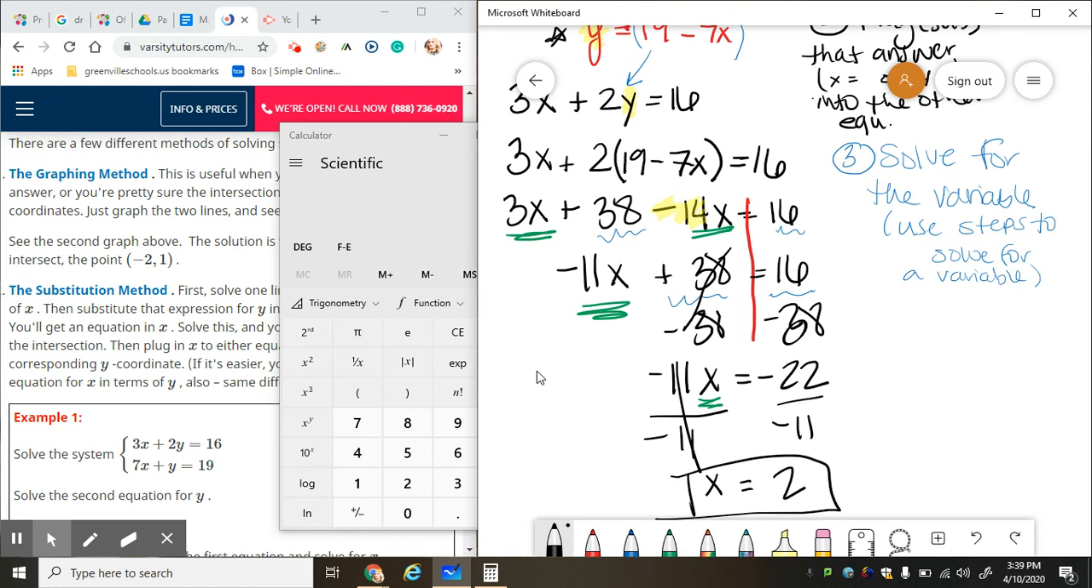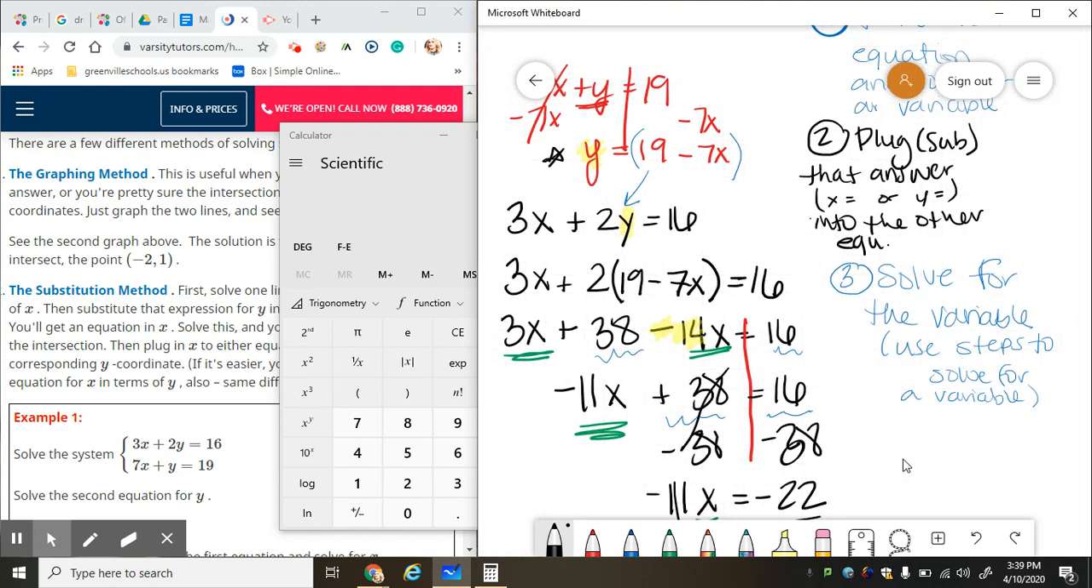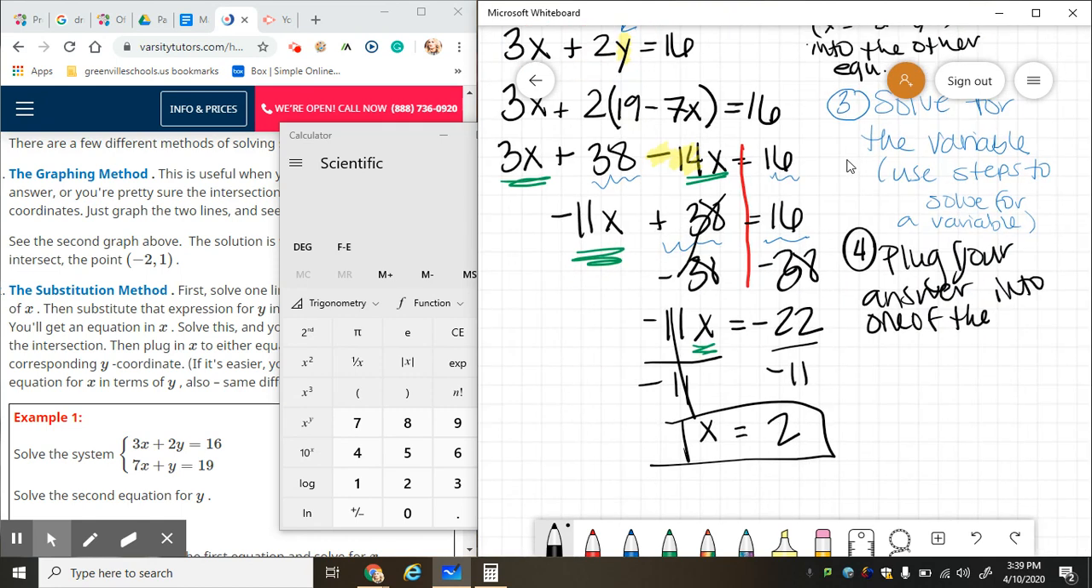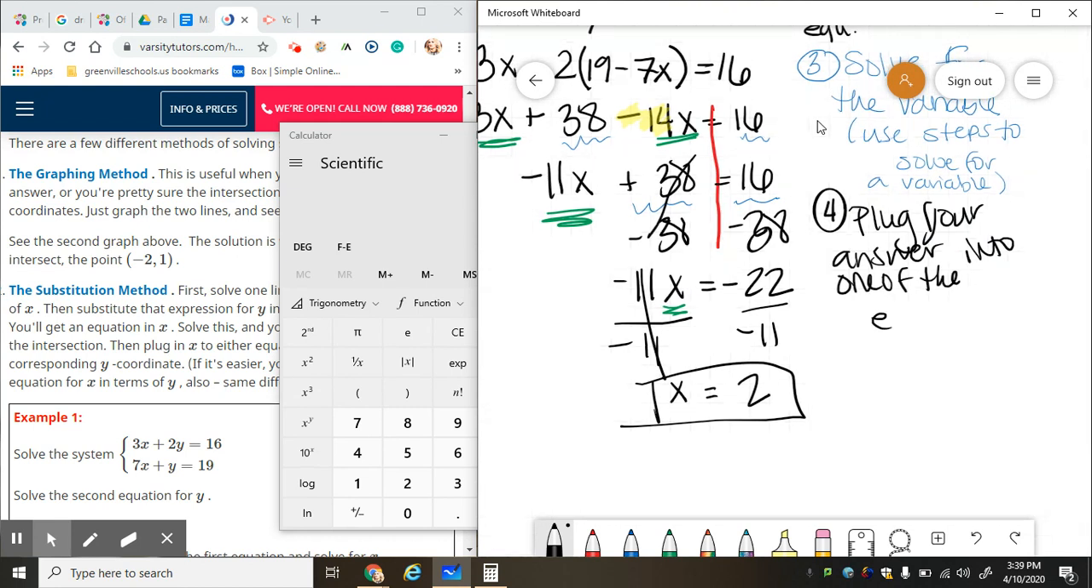Now that I have my x, what I can do is just plug that into one of the original equations. So step 4 is plug your answer into one of the equations. So we know it's 2 though.